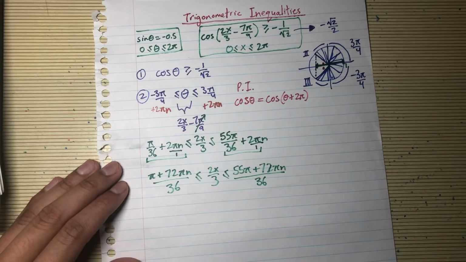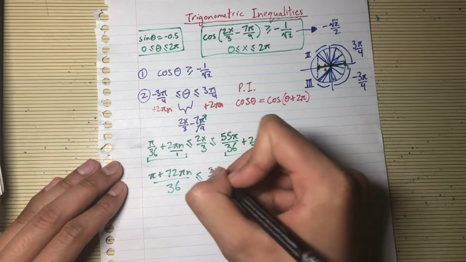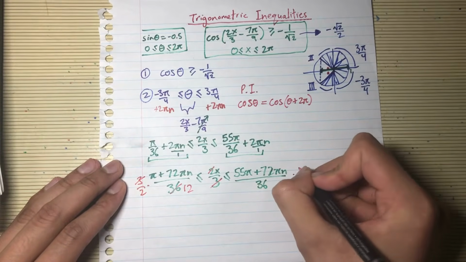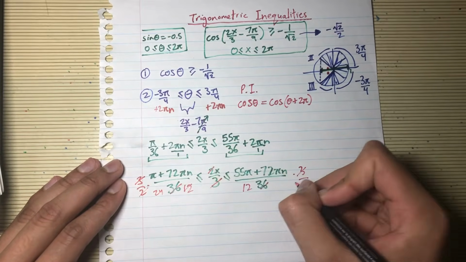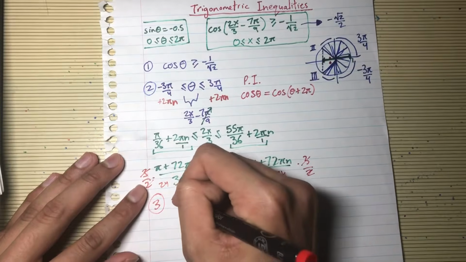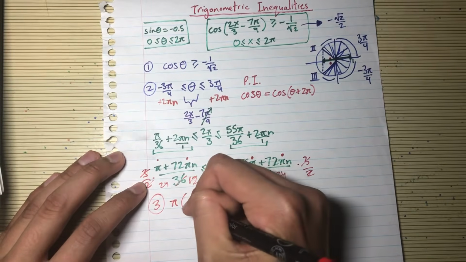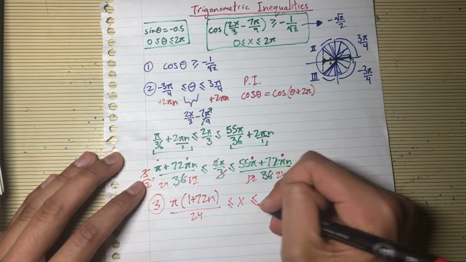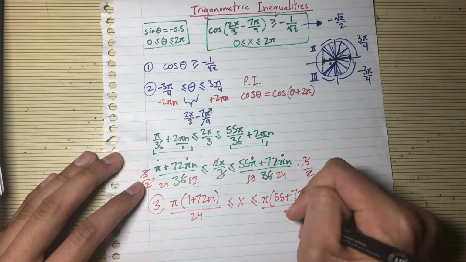Okay, moving on. How do we isolate this x? Well, we can multiply all three sides by 3 and divide by 2. So, multiplying by 3, dividing by 2, this cancels. Multiplying by 3, dividing by 2, same thing. And 2 times 12 is just 24 in the denominator. Hence, we have just simplified our inequality to, if we factor out the pi, we can simplify it even further into pi times 1 plus 72n, all of that over 24, less than or equal to x, which is less than or equal to pi times 55 plus 72 times n, all of that over 24.